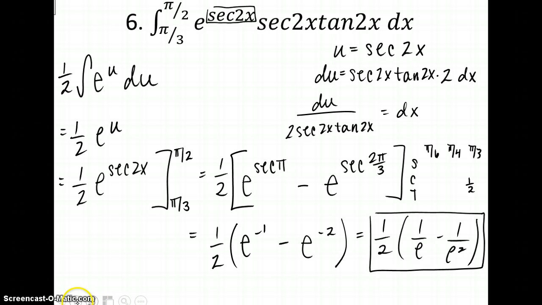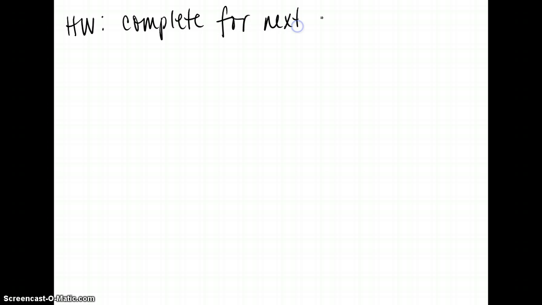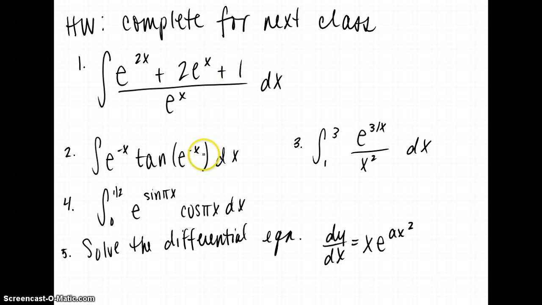Alright, I'm going to give you a couple homework problems. Please jot these down and complete for next class. Two indefinite integrals, two definite integrals, and then solve the given differential equation where a is a real number. Okay, so a can be any real number.